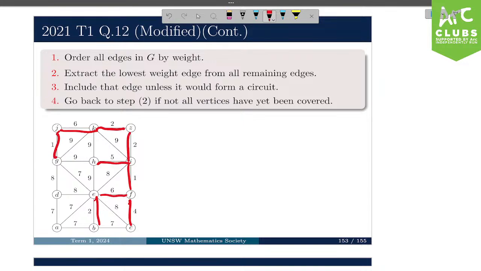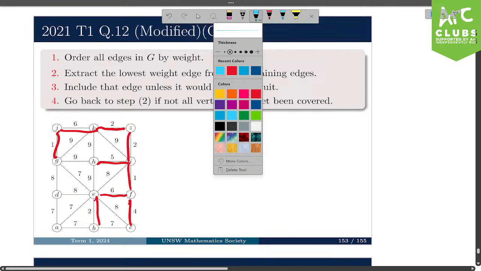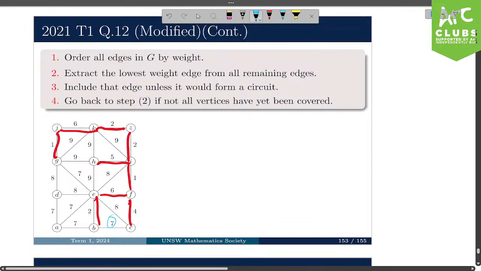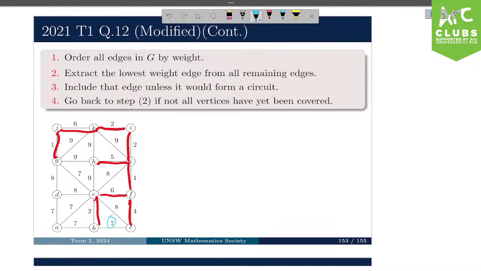Okay. So here's where it starts getting interesting. Is this 7 here an edge that you can include? No, because it'll form a cycle as such. Uh-oh, that's bad. So don't include that.